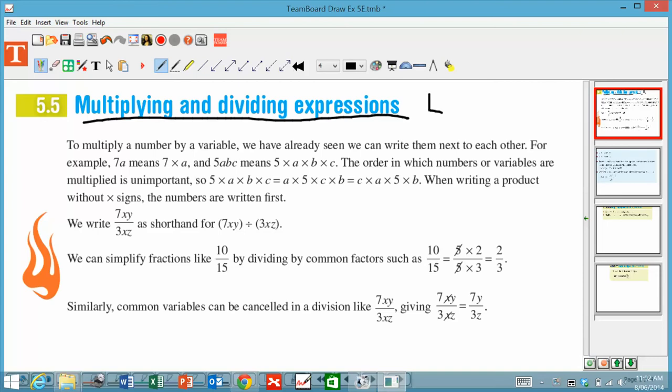Multiplying and dividing expressions. Here we are looking at exercise 5E. Okay, so 5E, we're ripping through these guys again.